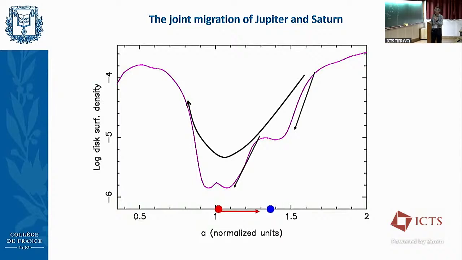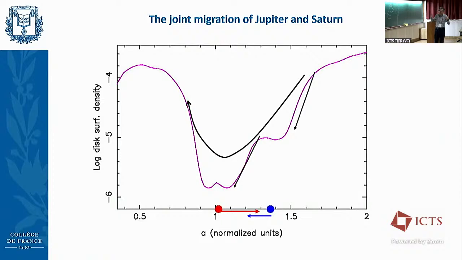The second key point is the torque balance. For Jupiter, there is a massive inner disk that tends to push Jupiter out, and a partially depleted outer disk that tends to push Jupiter in. But because the outer disk is partially depleted, of course, the inner disk wins, and Jupiter tends to be pushed out. For Saturn, it's the opposite. Saturn sees a massive outer disk and basically no disk inside, because there is the gap of Jupiter. So Saturn wants to go in.